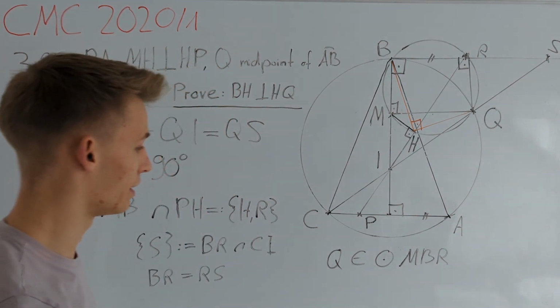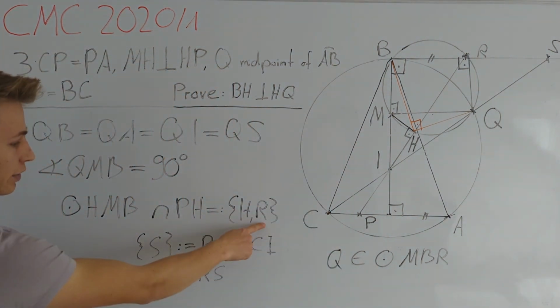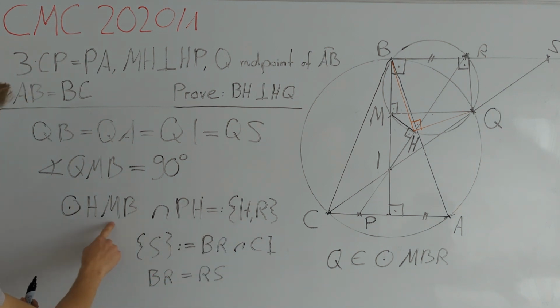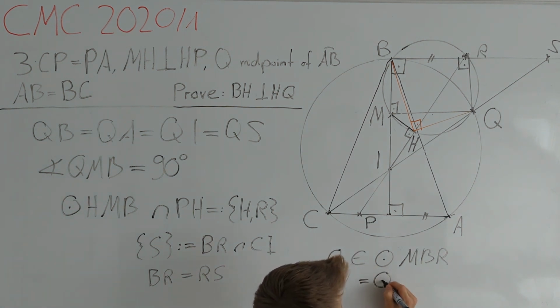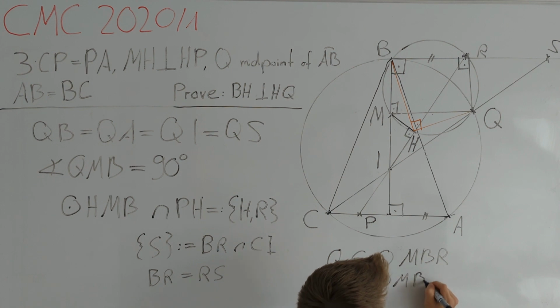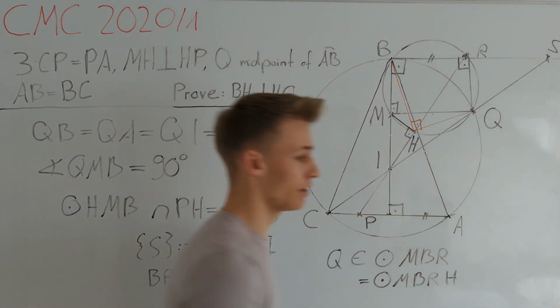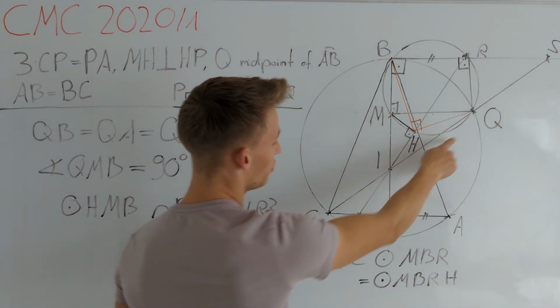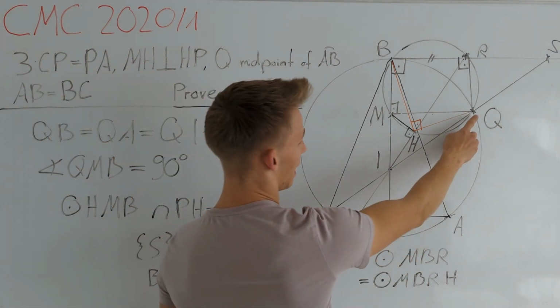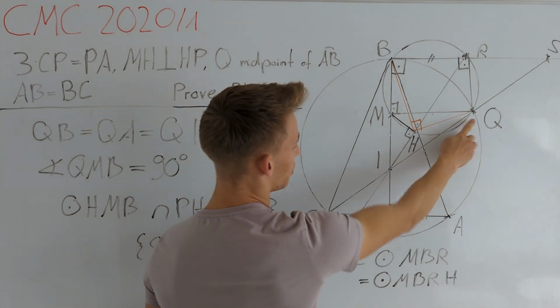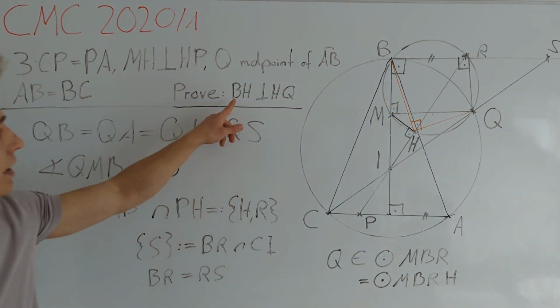Now we remember how we defined the point R, namely R was the intersection of the circumcircle of HMB and PH, and this means that R lies on the circumcircle of HMB. This directly implies that also H lies on the circumcircle of MBR. So this is nothing but the circumcircle of MBRH. Therefore, we indeed get that the five points Q, H, M, B, and R lie on a circle. And now we can conclude that angle QMB is equal to angle QHB is 90 degrees, and that's exactly what we wanted to show.